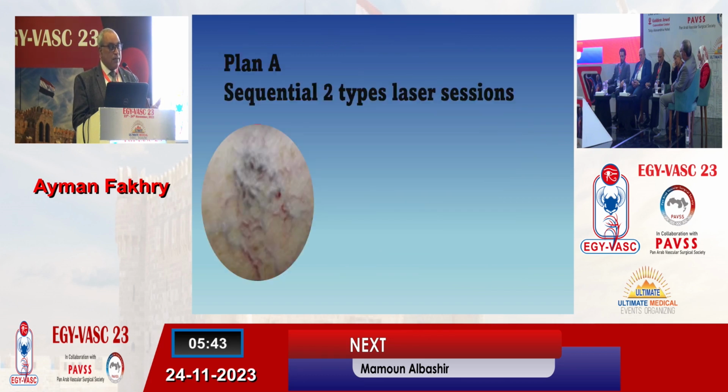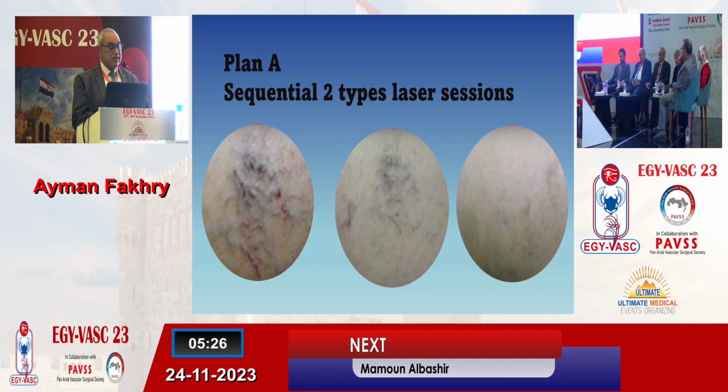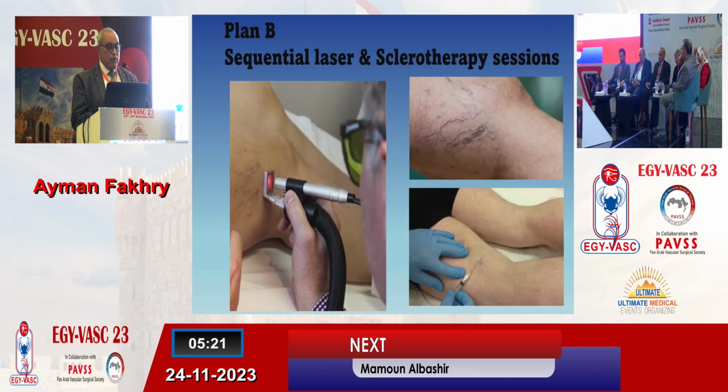As you see, this is a mixed telangiectasia, the blue and red ones. We have two scenarios to abolish these veins. Either do sequential, two types of laser: this is the KTP laser for red telangiectasia, and this is the Nd:YAG laser for the blue ones. Plan B: can we treat these mixed veins by laser to abolish whatever the type of the vein, and the rest we can inject, a combined sequential presentation.